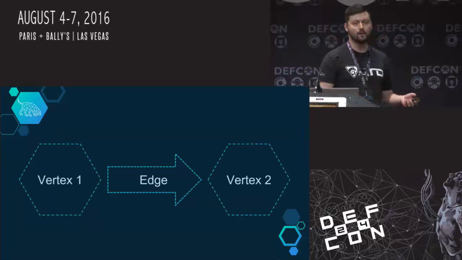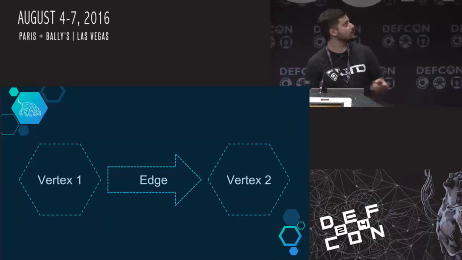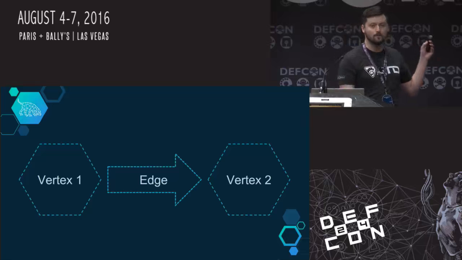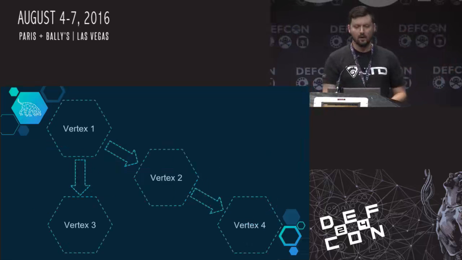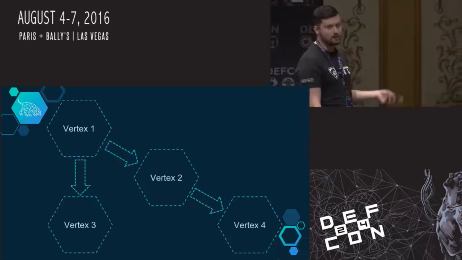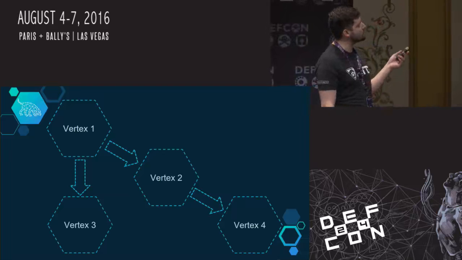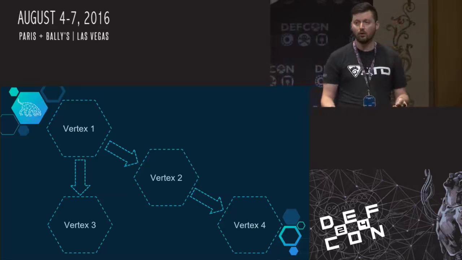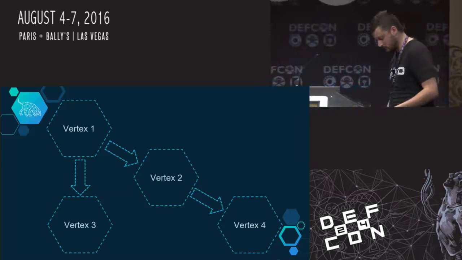So here's a very simple graph. We have 2 vertices, and we have an edge. This is a directed edge, or it's one way. You can think of it as a one-way street. You can go from vertex 1 to vertex 2, but you can't go the other way. Paths. Can you see a path from vertex 1 to vertex 4? Yeah. Is there a path from vertex 3 to vertex 4? No, because you would have to go the wrong way against a directed edge.